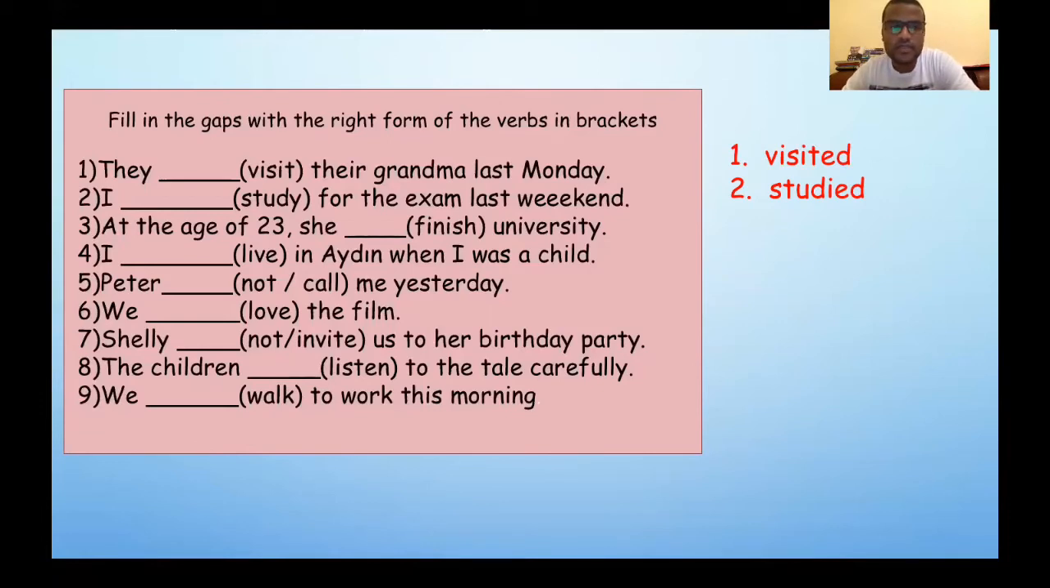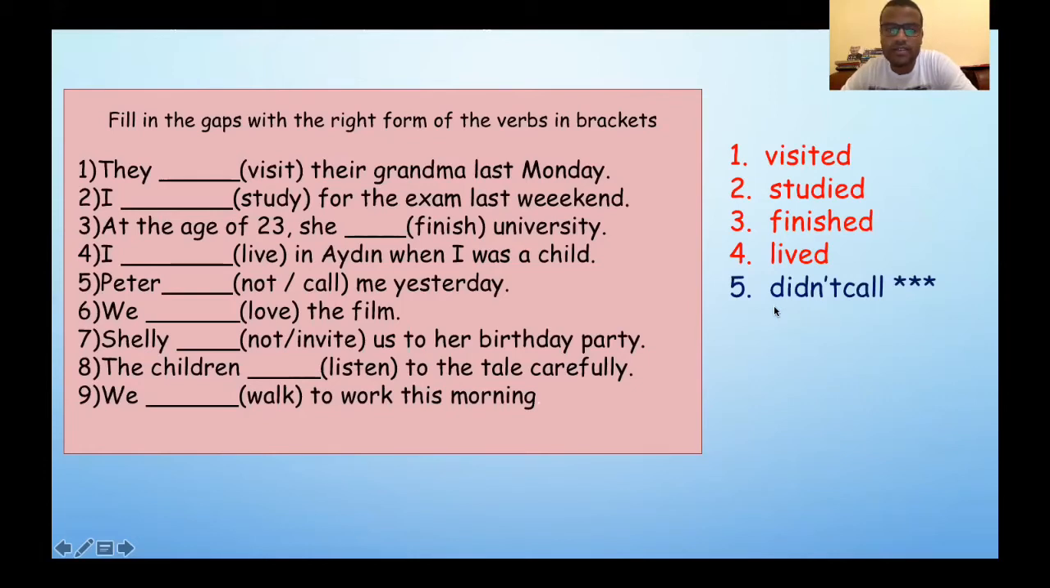At the age of 23, she finished university. So we have she finished. Then when I was a child, you can say I lived. We're going to add the d. Peter did not call me yesterday. This means that we are going to put the negative form. We are going to put didn't plus the verb in infinitive. So Peter did not call me yesterday.